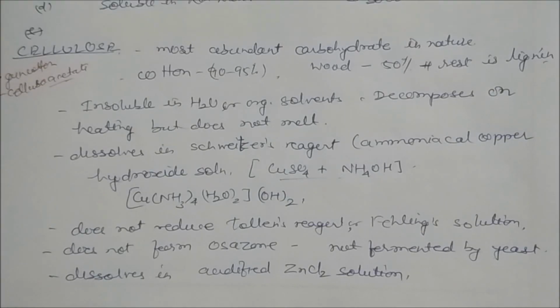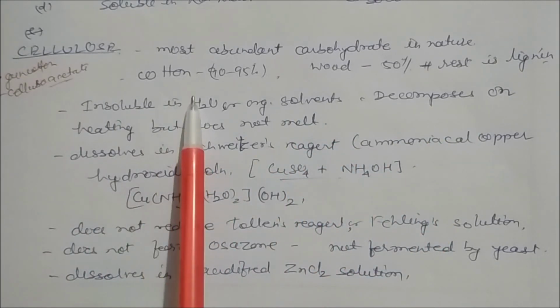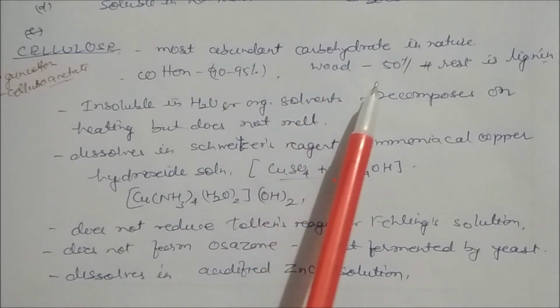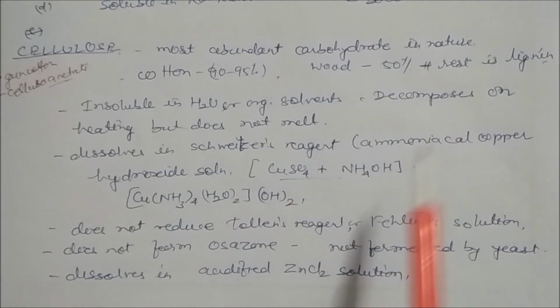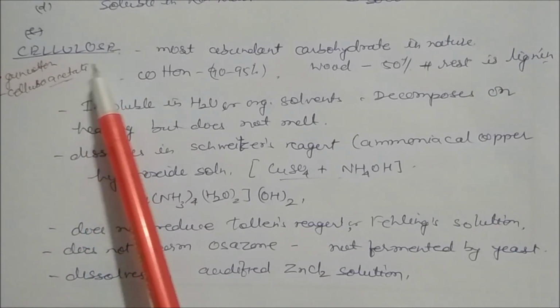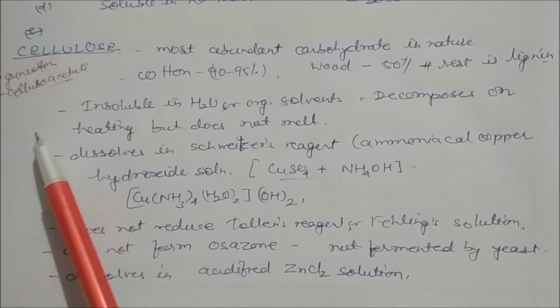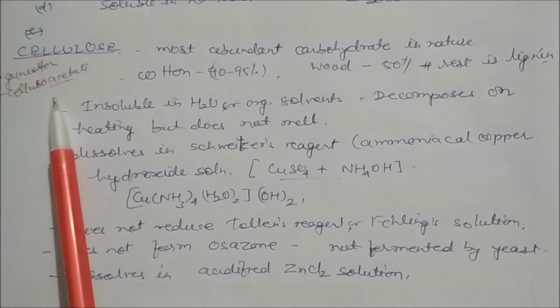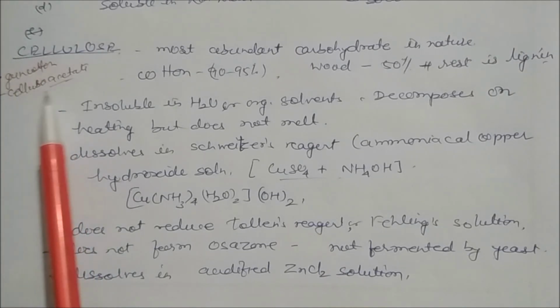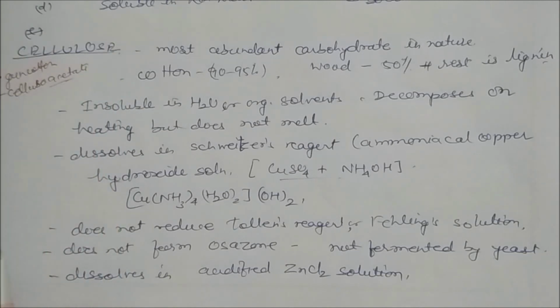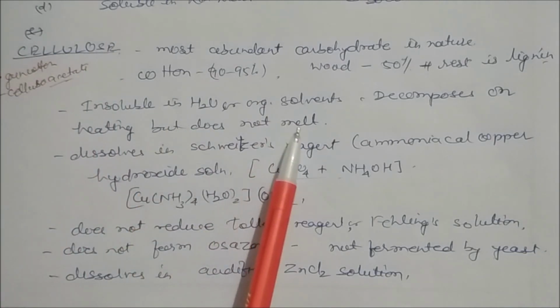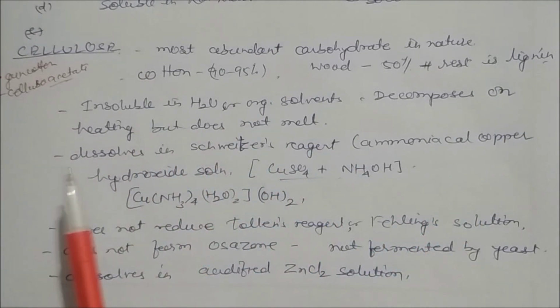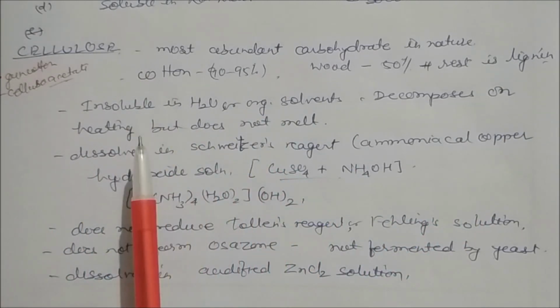Next, our homopolysaccharide is cellulose, and this is the most abundant carbohydrate in nature. So if you take cotton, cotton is 90 to 95% cellulose, and in case of wood it is 50%, and the rest is lignin. Cellulose is used for making gun cotton, and cellulose acetate, which is used for artificial silk, called rayon. So these are the compounds which we can make from cellulose. It is insoluble in water and organic solvents, and it will decompose on heating but not melt.